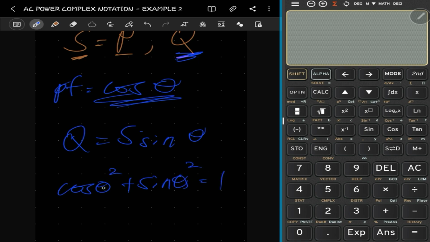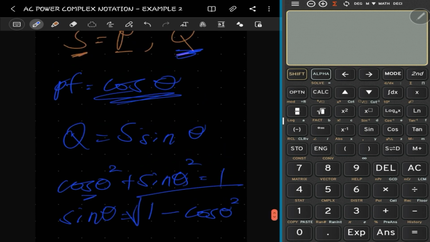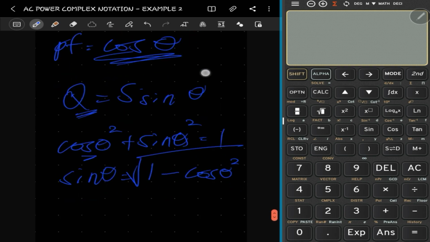And if we have the sine or the cos already, we can find the sine theta. So in order for us to find sine theta, it is equal to square root, so let's do it step by step, of 1 minus cos theta squared. So that gives us our sine theta, and then we'll be able to find our Q, right? So let's find the sine theta for each and every one of them.